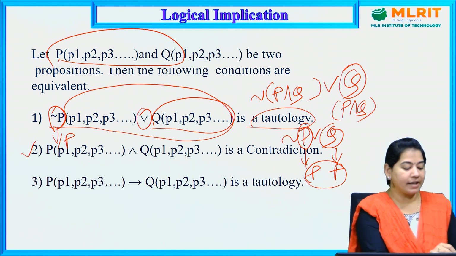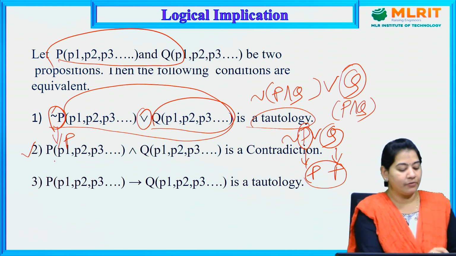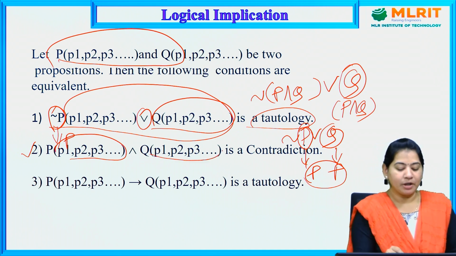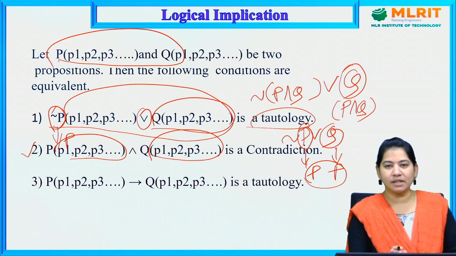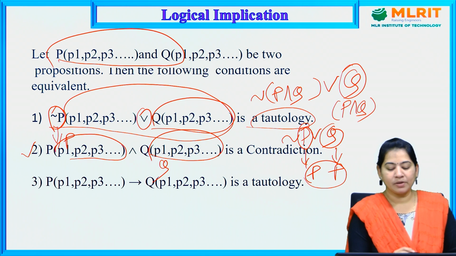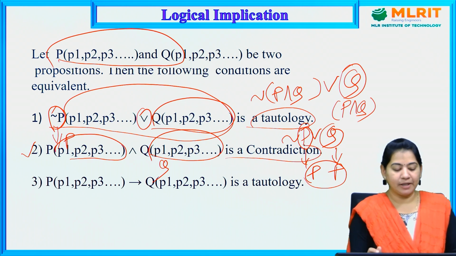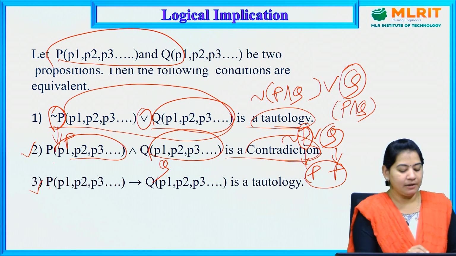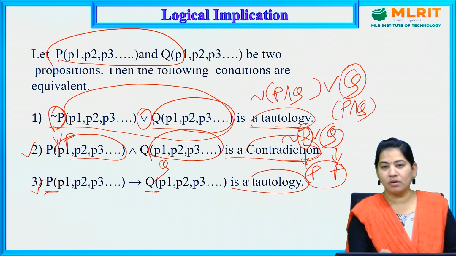And the second condition is P of P1, P2, P3, and so on, and Q of P1, P2, P3, and so on. Here, I have just represented the variables with P, but you can also represent these variables with Q. So, P and Q is a contradiction. Here, negation P or Q is a tautology, and P and Q must be a contradiction. And the third condition is P implies Q. Here, P implies Q must be a tautology.